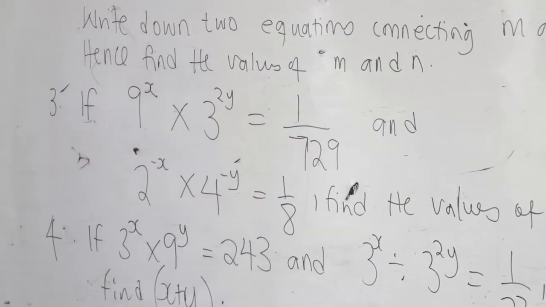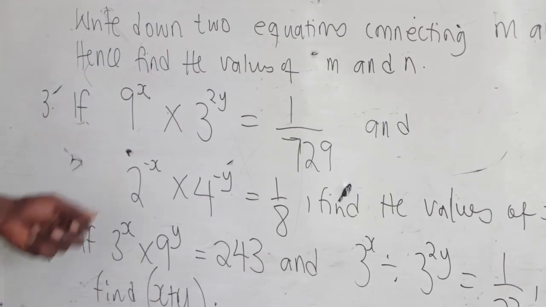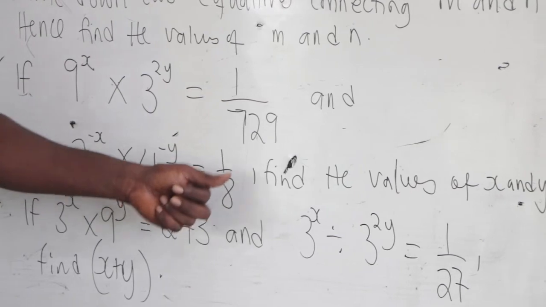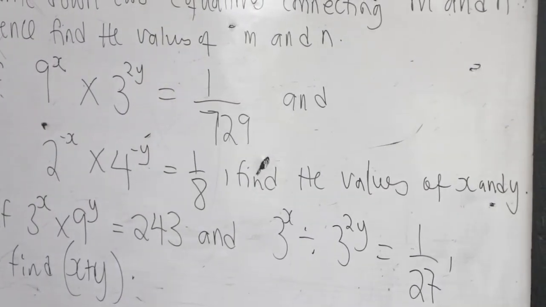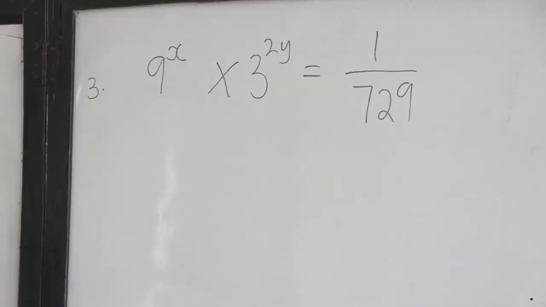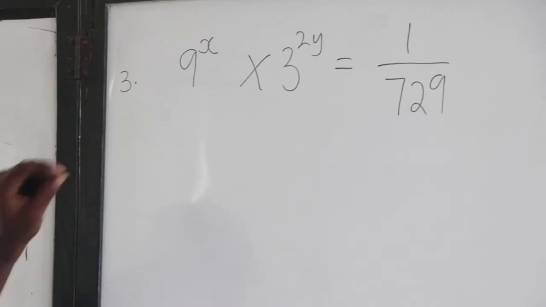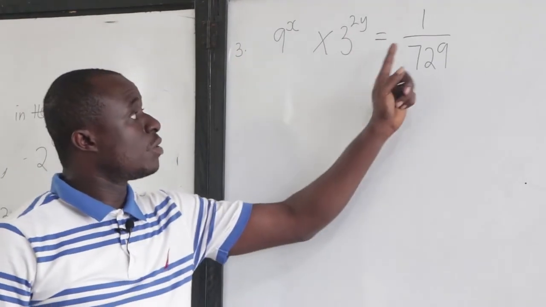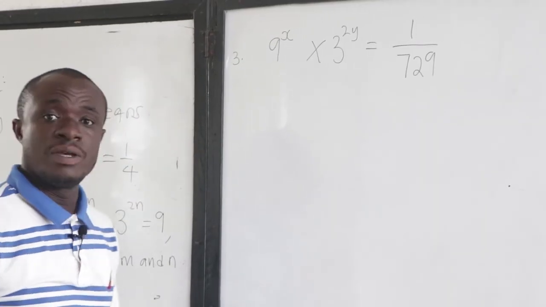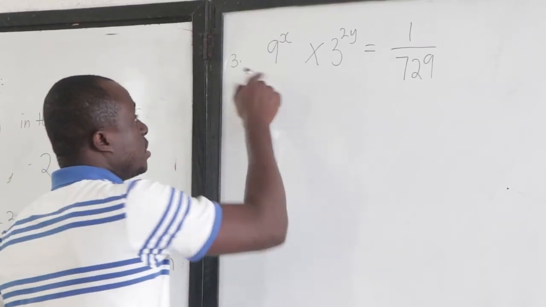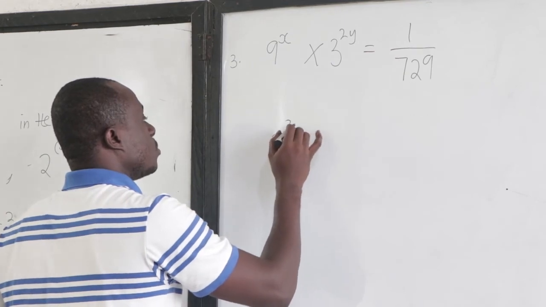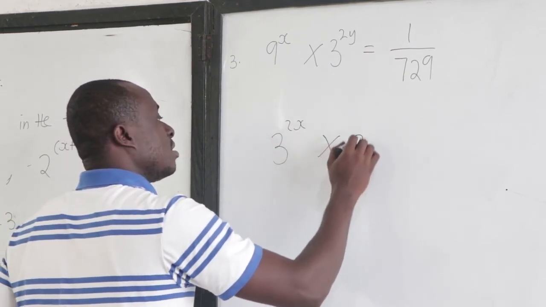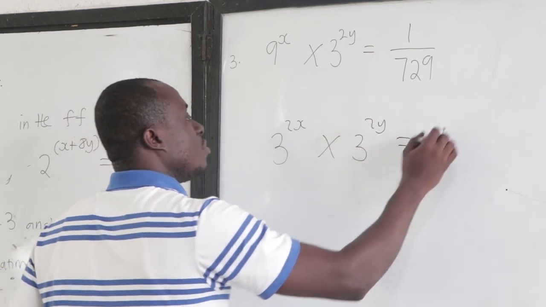Now the third one. If 9 to the power x times 3 to the power 2y equal to 1 over 729, and then 2 to the power negative x times 4 to the power negative y equal to 1 over 8, we should find the values of x and y. Okay, now from the first equation, we have 9 to the power x times 3 to the power 2y equal to 1 over 729. We have to make the bases the same. We can change 9 to 3 to the power 2.